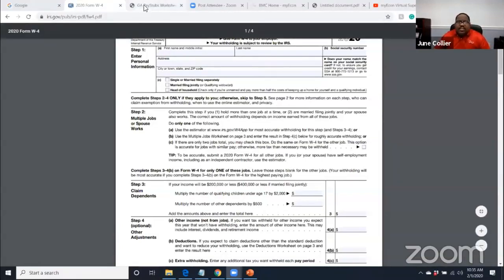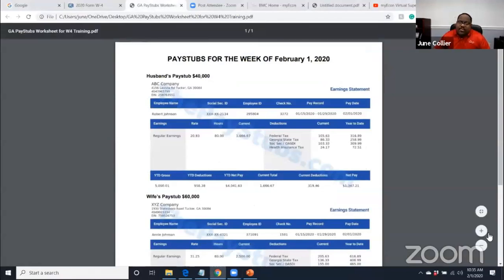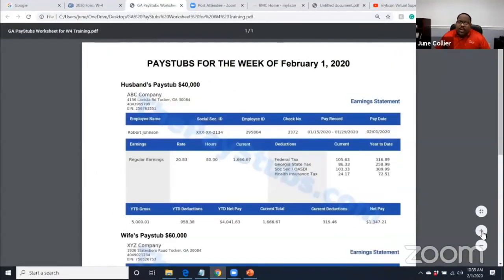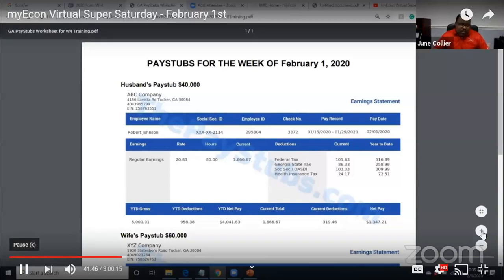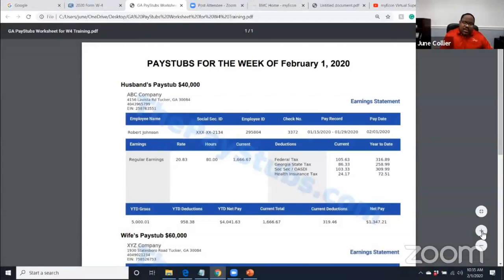Now, one of the things that you're going to need when you get ready to do your W-4 is a copy of your most recent pay stub. A copy of your most recent pay stub. I've got some demo pay stubs here that we're going to use for today's demonstration, so I will be referring to the pay stub that we have listed here. But before I get into the W-4 training, why is the W-4 so important?